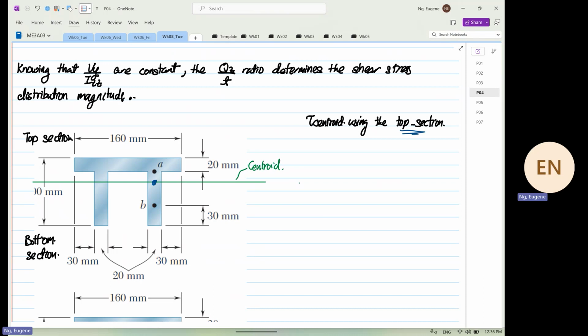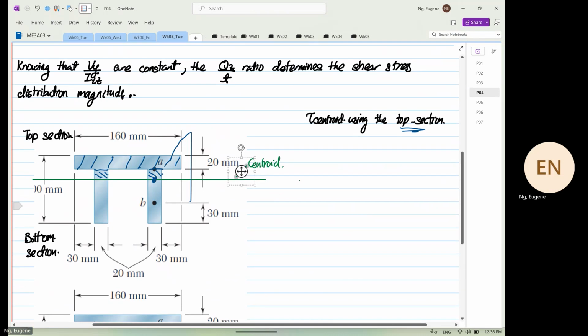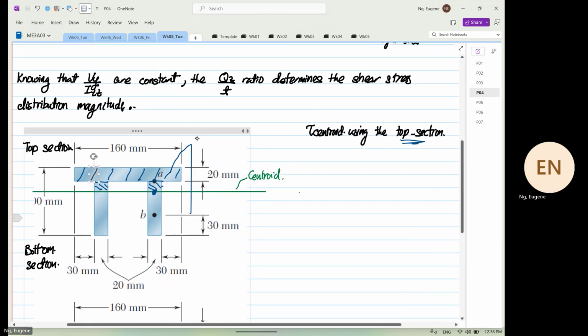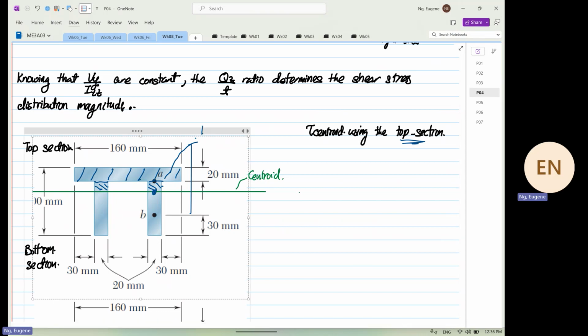So the area to consider is this area over here together with this area over here. So I'm going to call this the flange. This part is known as our flange.